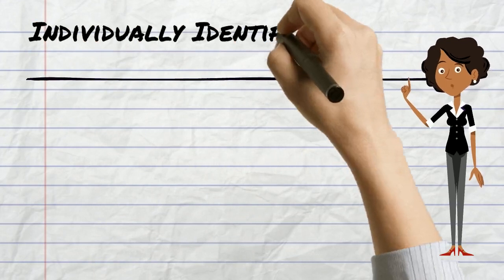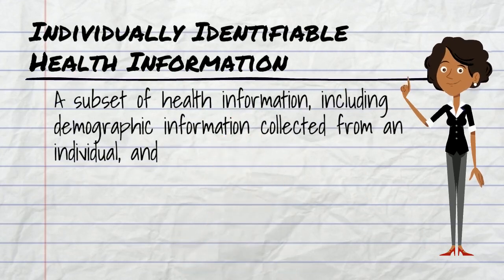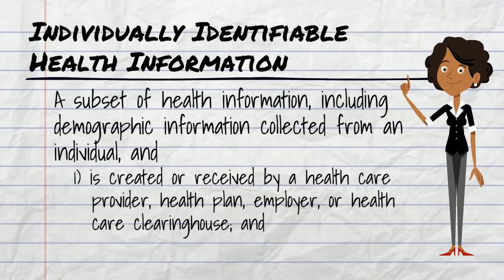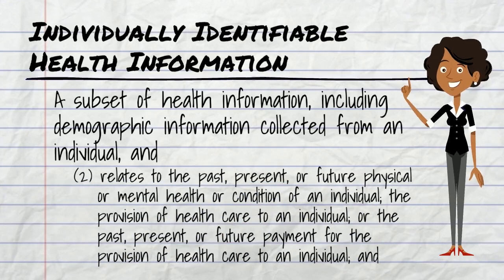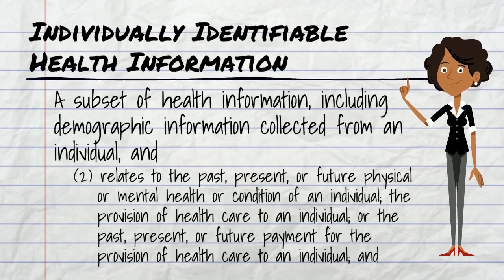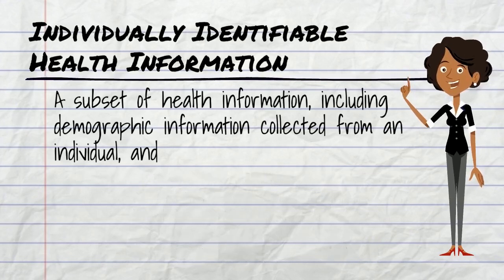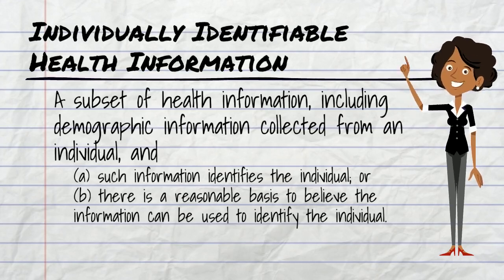Individually identifiable health information means information that is a subset of health information, including demographic information collected from an individual, and 1. is created or received by a healthcare provider, health plan, employer, or healthcare clearinghouse, and 2. relates to the past, present, or future physical or mental health or condition of an individual, the provision of healthcare to an individual, or the past, present, or future payment for the provision of healthcare to an individual, and A. such information identifies the individual, or B. there is a reasonable basis to believe the information can be used to identify the individual.